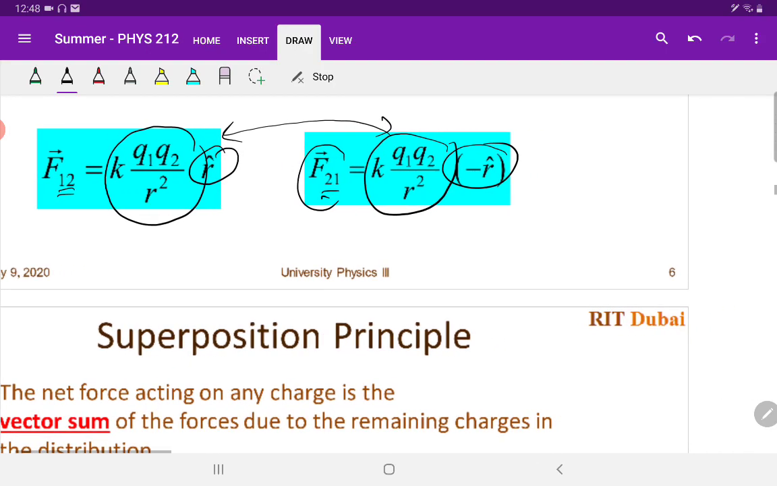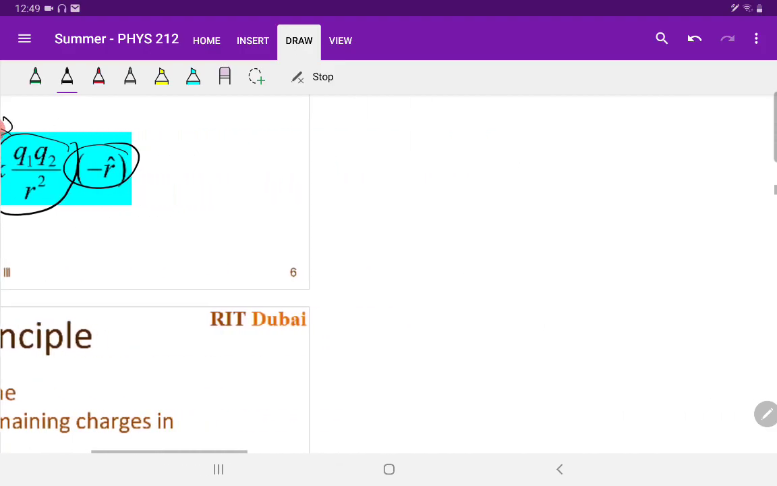But before we do that, all we did so far was talk about two point charges. So we select Q1 and Q2. That's what we did so far. Q1 and Q2. Sorry, this is Q1.